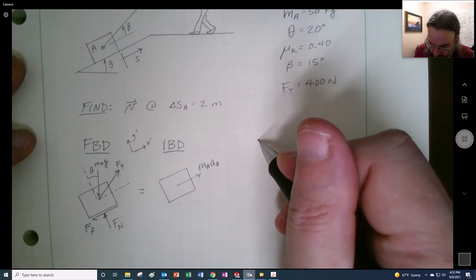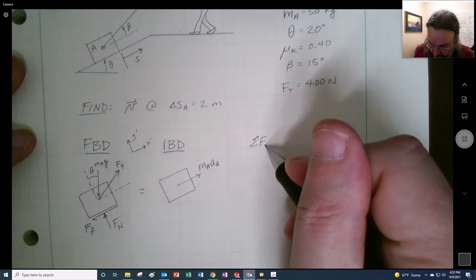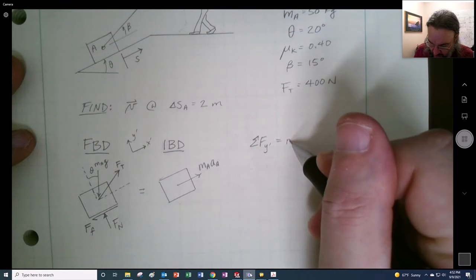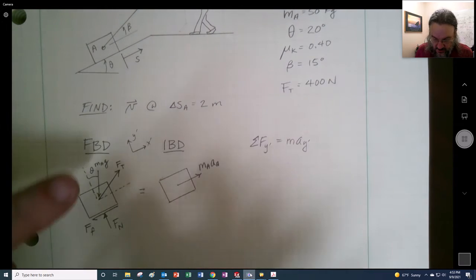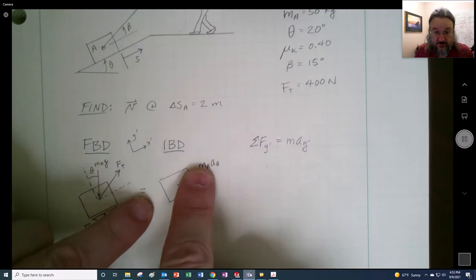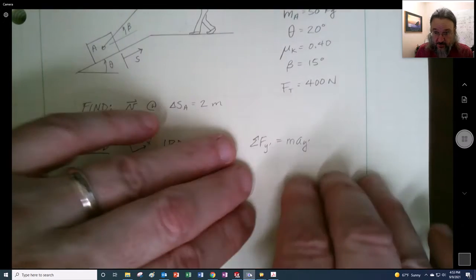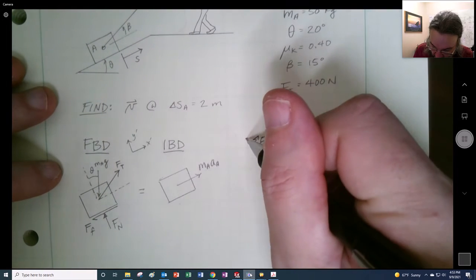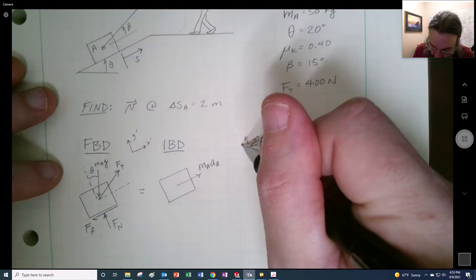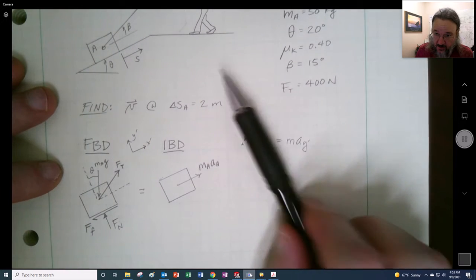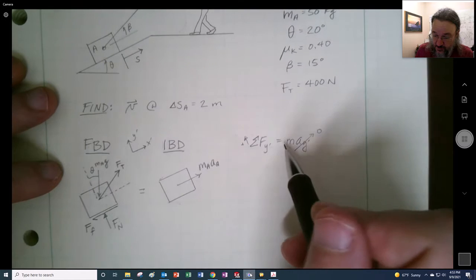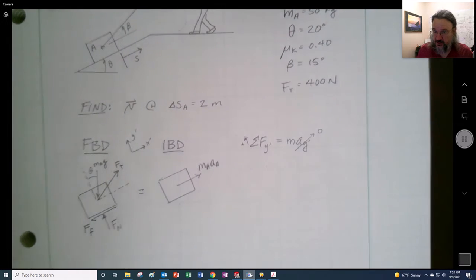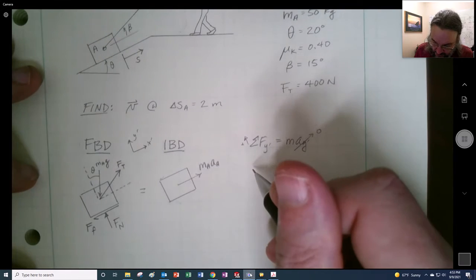The shape doesn't matter. So we take the sum of the forces in the y prime direction equals mass times acceleration in the y prime direction. This is the sum of the forces, mass times acceleration, right? So this diagram matches that equation. Now, I like to draw my arrow right there with the plus. And we also know that it can't accelerate there. So the sum of the forces in the y prime direction is actually in equilibrium, equals 0.